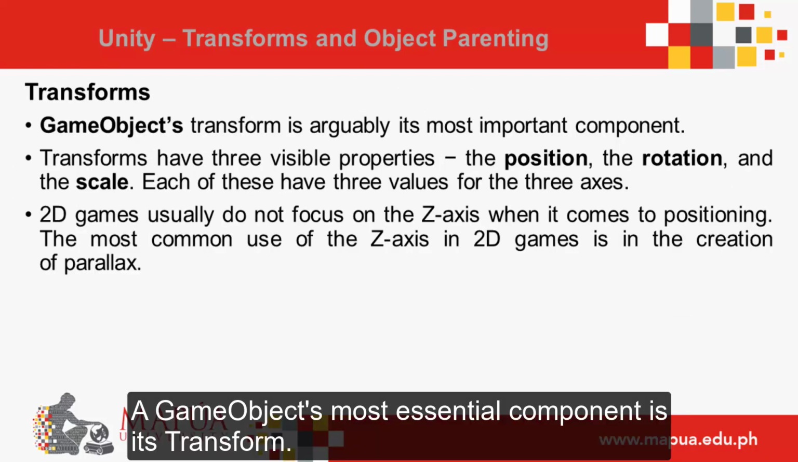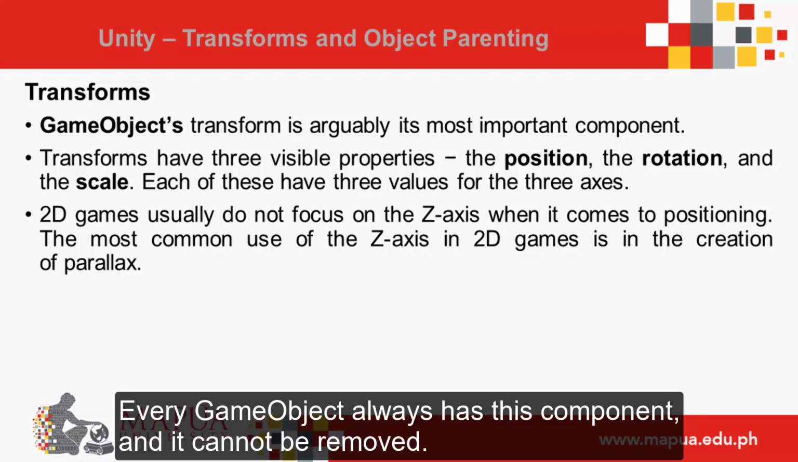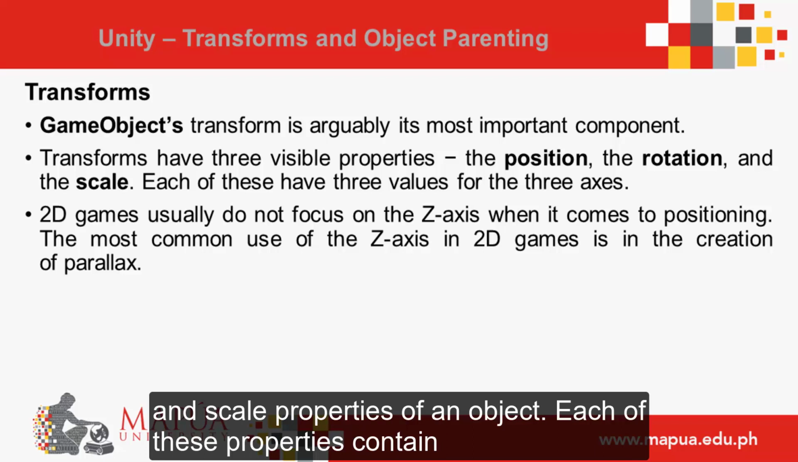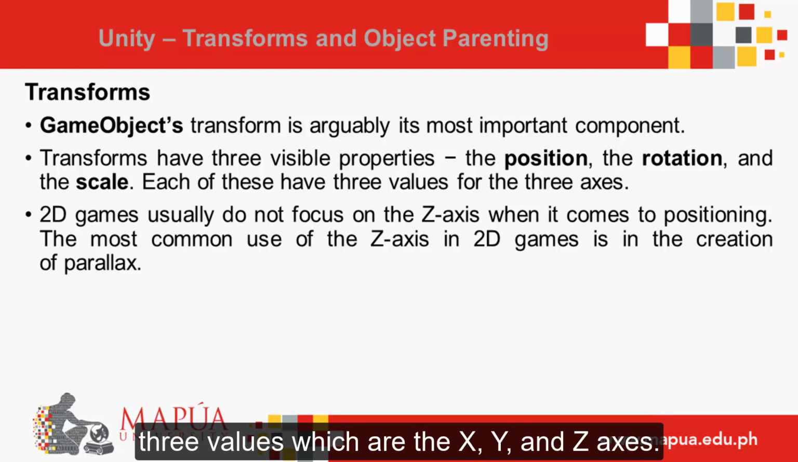A game object's most essential component is its transform. Every game object always has this component, and it cannot be removed. The transform component contains the position, rotation, and scale properties of an object. Each of these properties contain three values, which are the x, y, and z-axis.